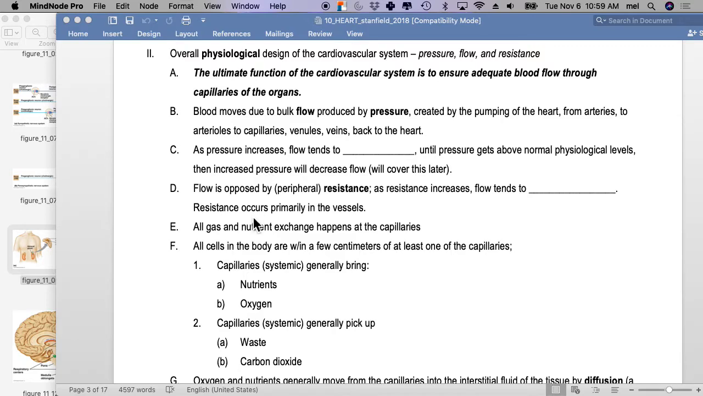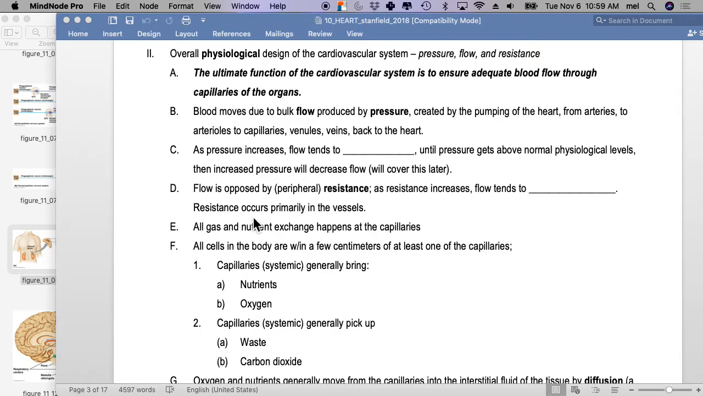But flow is opposed by something that you may not have thought of before. Flow is opposed by what we call resistance. Resistance is occurring in the tubes, and any friction that occurs in the tubes will oppose flow. So as resistance increases, flow tends to do what? Decrease, yeah? Okay. Resistance does not really occur to any great degree in the heart because it's pretty wide open, but it does occur in the vessels because they're relatively small. So there's more friction up there.